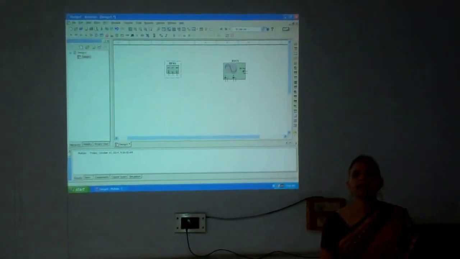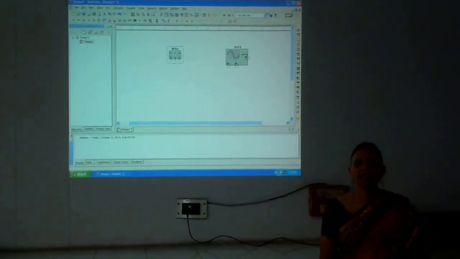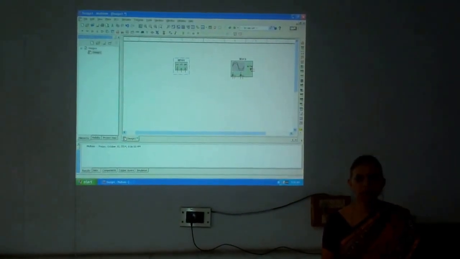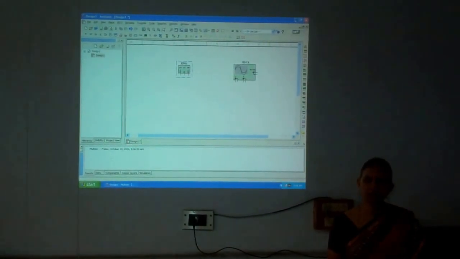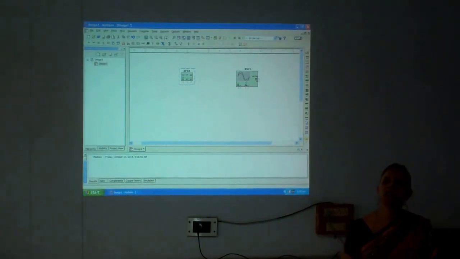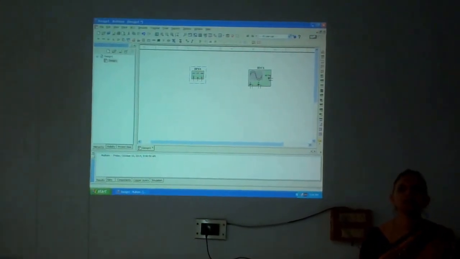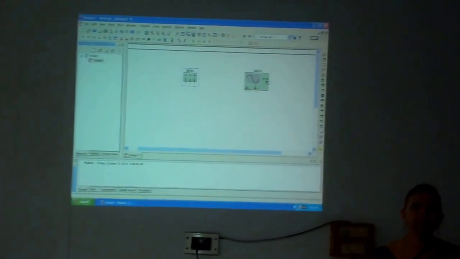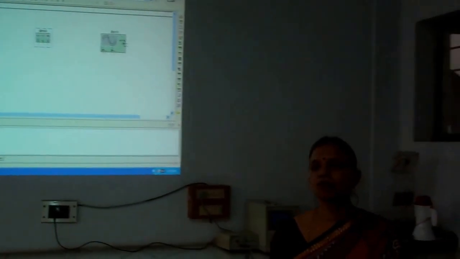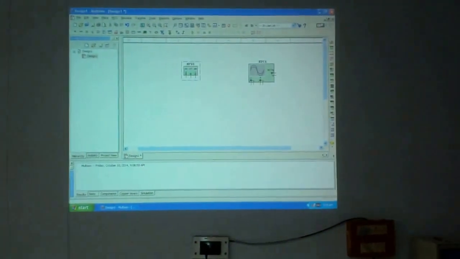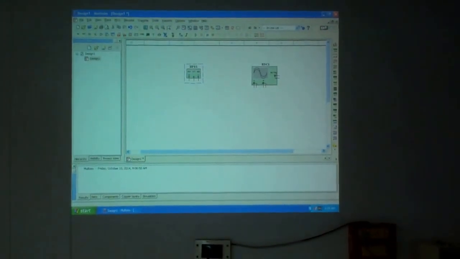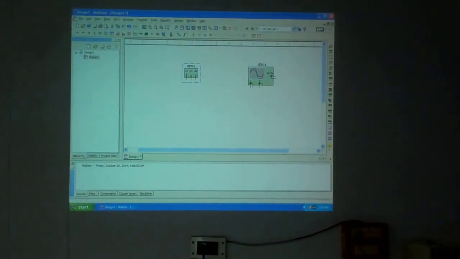Good morning, girls. Today we will see the working of a CRO, an instrument called cathode ray oscilloscope, which is basically used to trace the waveforms and also make measurements of amplitude and frequency. Let us see. We are using a software called Multisim, where all the instruments are loaded. It's actually called a virtual lab.